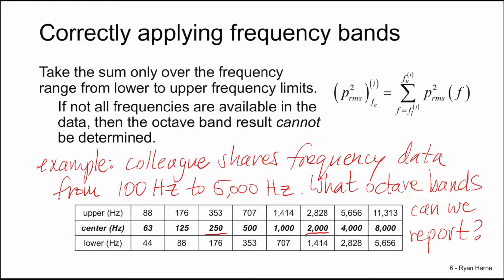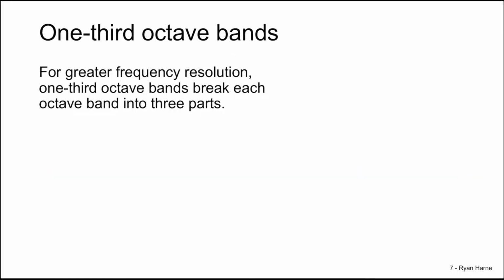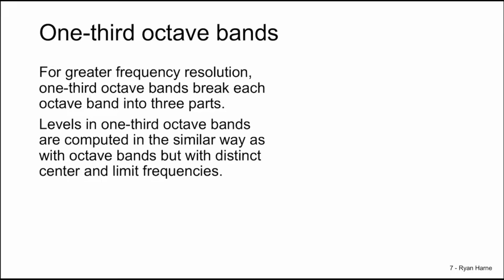This is an example that shows we must have the full range of lower and upper frequency limits available in the data in order to compute a given octave band center frequency sum. For greater frequency resolution, sometimes we'll find 1/3 octave bands reported. The levels are computed in a similar way as with octave bands, but the center and limit frequencies are different.